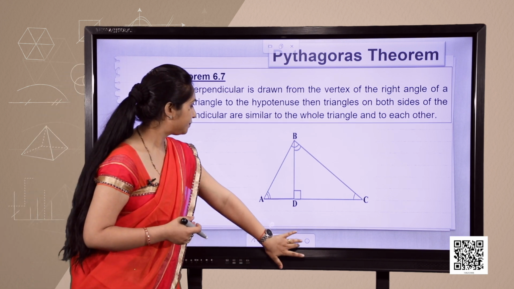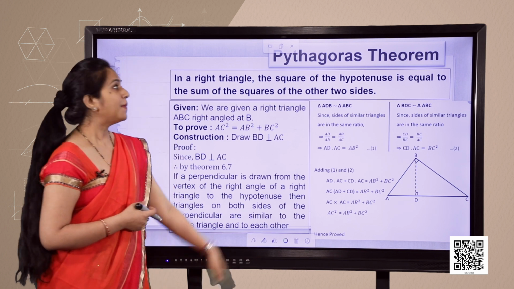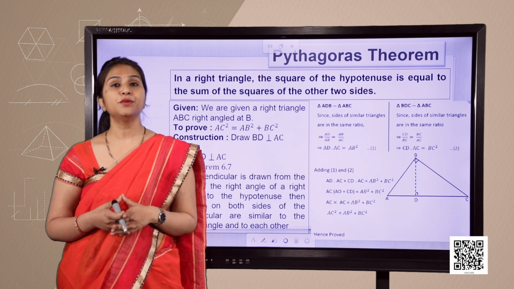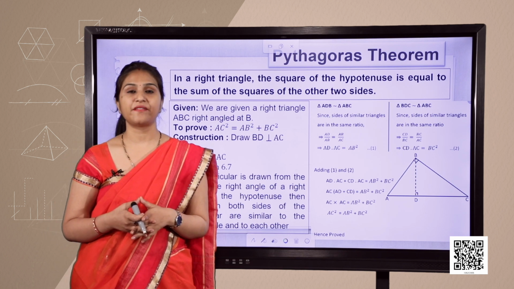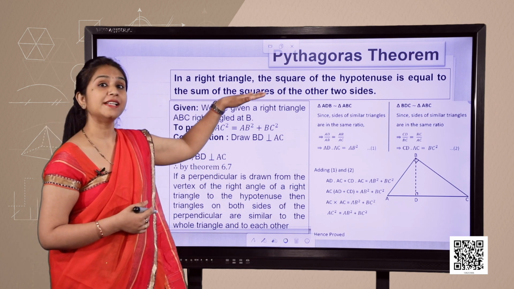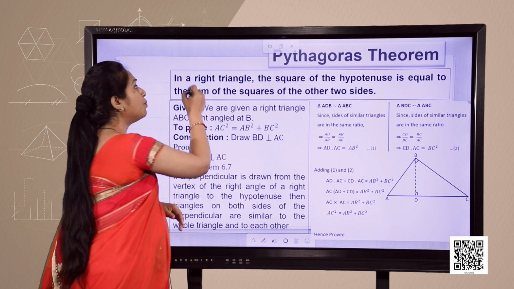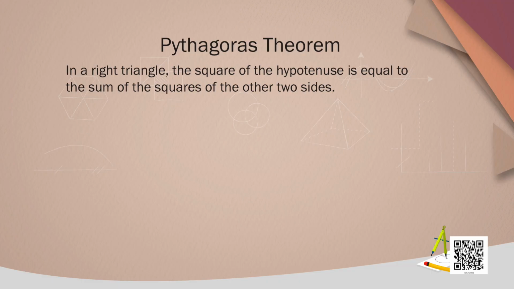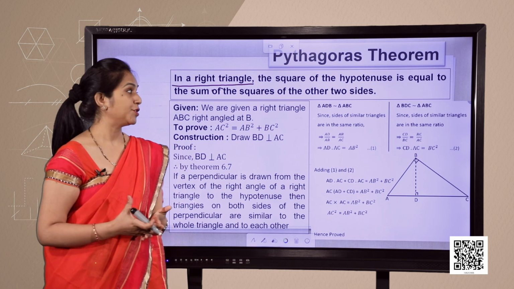So, children, Pythagoras theorem, we are very much familiar with this theorem because we have been using Pythagoras properties since class 7th, but the proof is here. The theorem says that in a right angle triangle, remember this is very important because this is only applicable when the triangle is a right angle triangle, the square of the hypotenuse, that is the longest side, is equal to the sum of the squares of the other two sides, that is the base and the perpendicular.